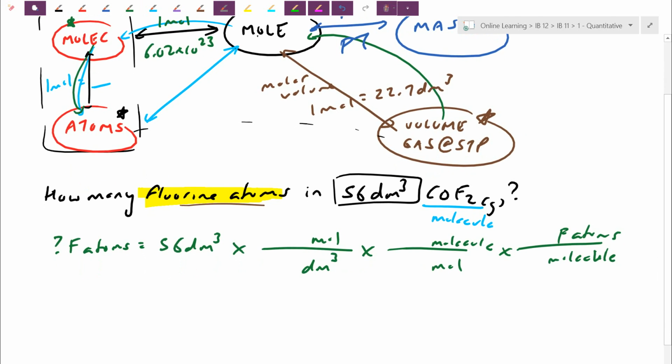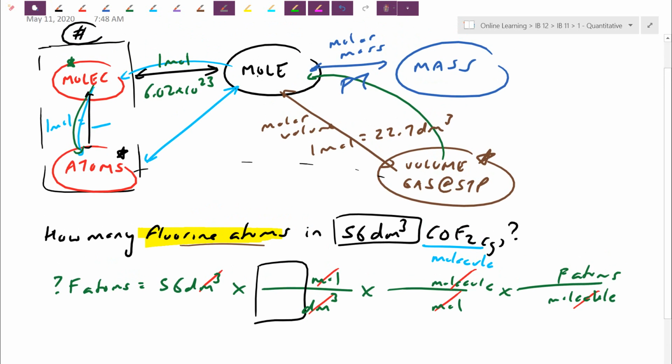Again, if it's your first time doing this, it's really weird because I'm just canceling out units. I'm not actually punching the numbers in just yet. The numbers should be the easier part. So let's give me one true relationship. For moles to decimeter cube, we needed to use molar volume. 1 mole is 22.7. When there's a 1 with a mole, there should be a 22.7 decimeter cube.